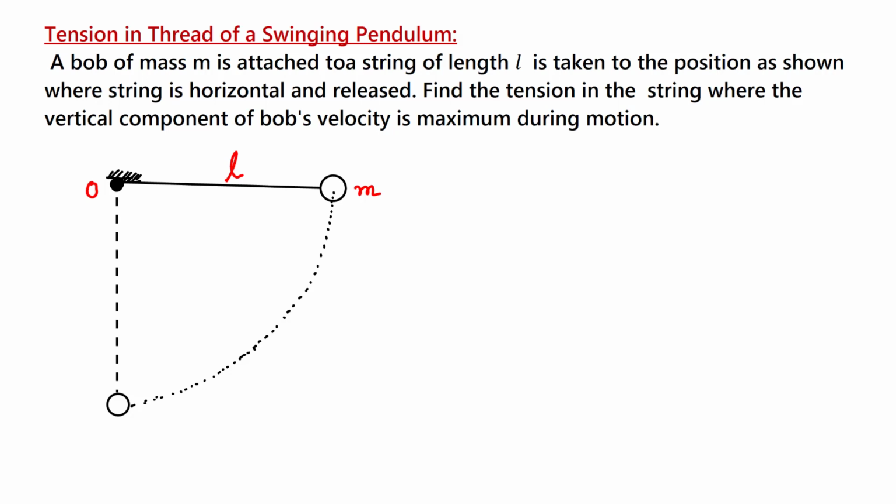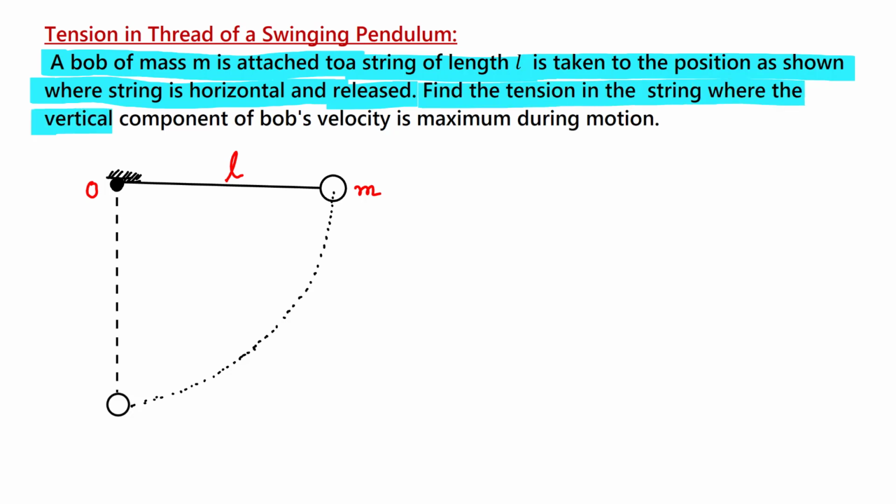Hello friends, in this video you will learn how to find the tension in the thread of a swinging pendulum. This problem says a bob of mass m is attached to a string of length L and is taken to the position as shown, where the string is horizontal, and released. We have to find the tension in the string where the vertical component of the bob's velocity is maximum during its motion.